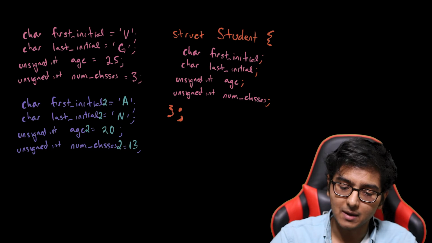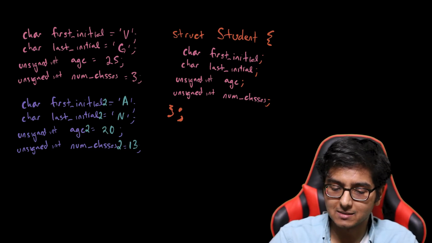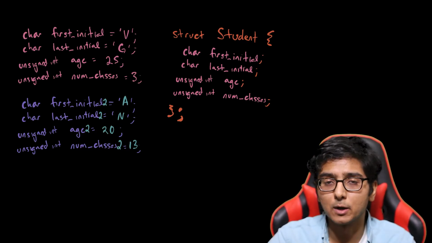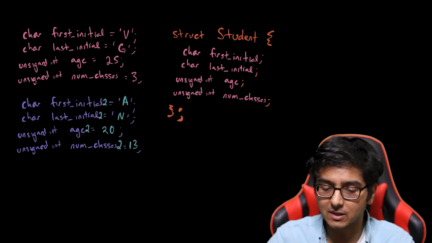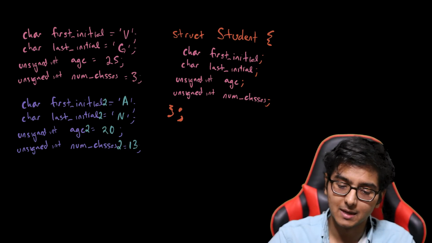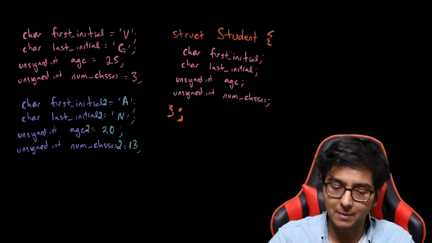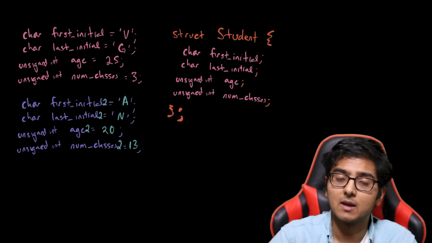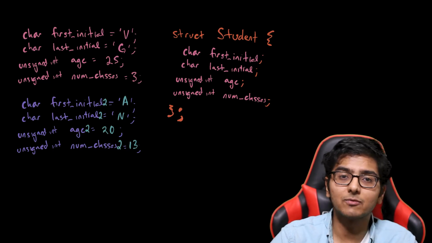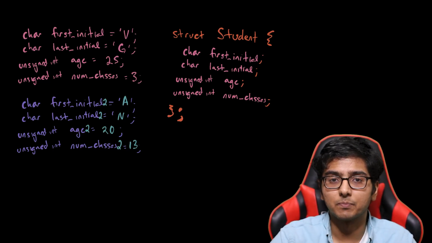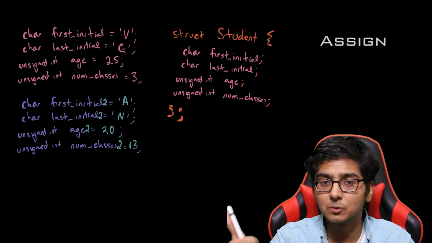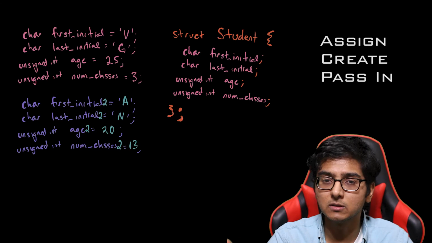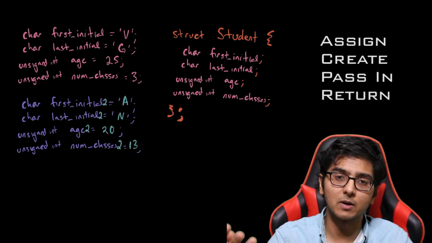The student type has the following members. It has the member first initial, which is of type char. It has the member last initial, which is of type char. It has the member age of type unsigned int, and the member num classes of unsigned int. And now that we have a new type, we can do what we're allowed to do with every other type. We can assign to a type, we can make a variable of that type, we can pass that type into a function, we can get that type back from a function.